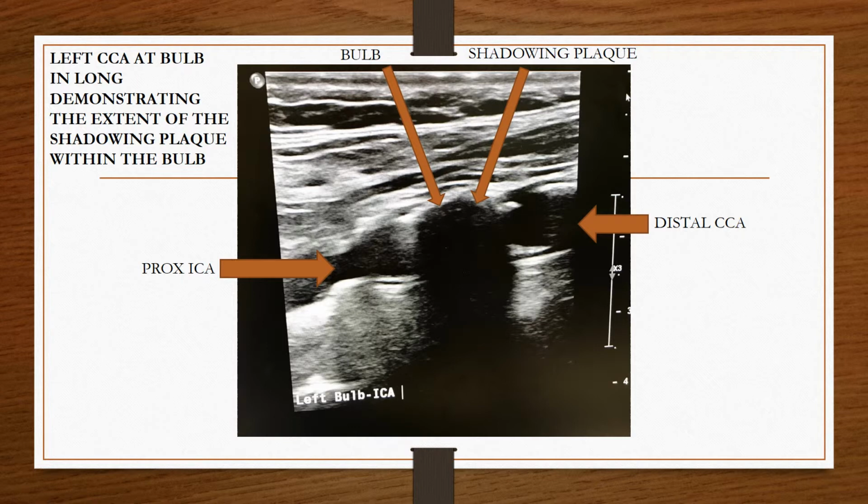Here is a picture of his bulb and his ICA, and in this image you can really tell how much plaque there is in the bulb, where you really can't see much of anything diagnostically other than the plaque on that anterior edge.